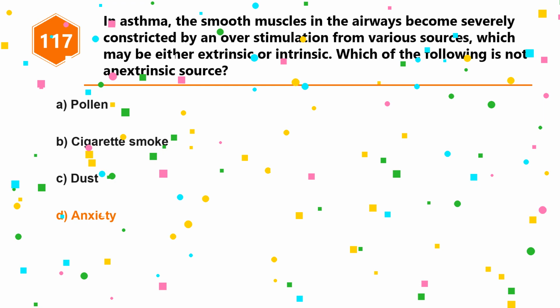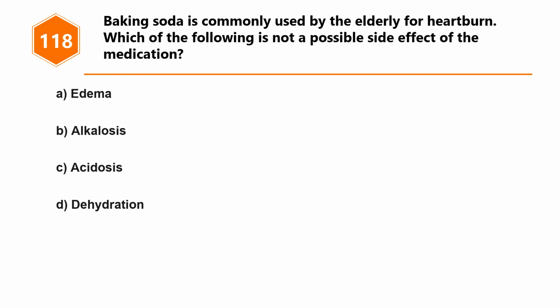The correct answer is option D. Anxiety. Question 118. Baking soda is commonly used by the elderly for heartburn. Which of the following is not a possible side effect of the medication? Option A. Edema. Option B. Alkalosis. Option C. Acidosis. Option D. Dehydration.